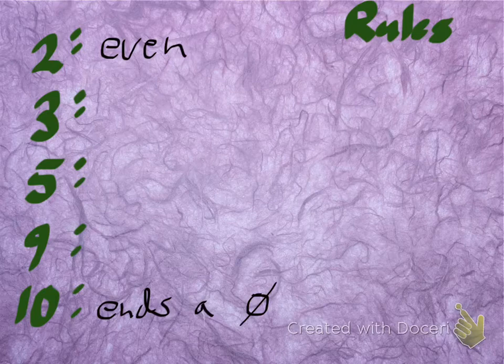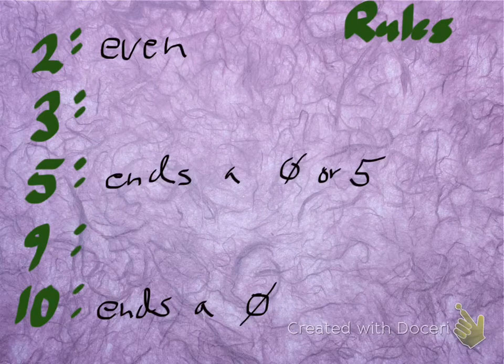And then the next easiest rule, I would argue, is the 5 rule. For the 5 rule, again, all we have to do is look at the last digit, and if it ends in a 0 or a 5, then it's divisible by 5. If it ends with anything else, it's not divisible by 5.